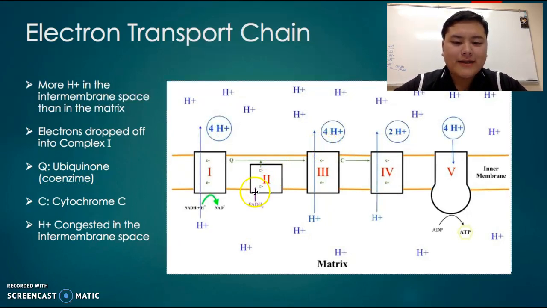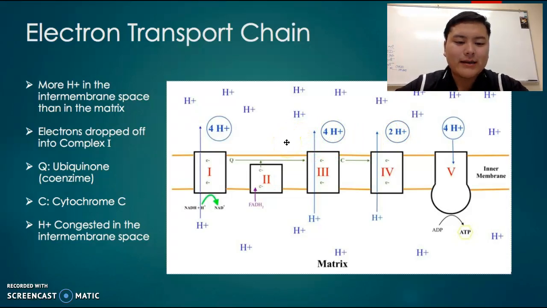Now let's look at FADH. So FADH gets broken down, electrons go into complex 2. Now complex 2 is shorter than the other ones, if you can see that. So it doesn't let any hydrogen in. Instead, it just follows down into the Q, into the ubiquinone, and then follows down to 3, and into C, and then 4, right? So NADH has 4 plus 4 plus 2, so it has 10 hydrogens. And FADH produces 4 plus 2, that's 6 hydrogens.